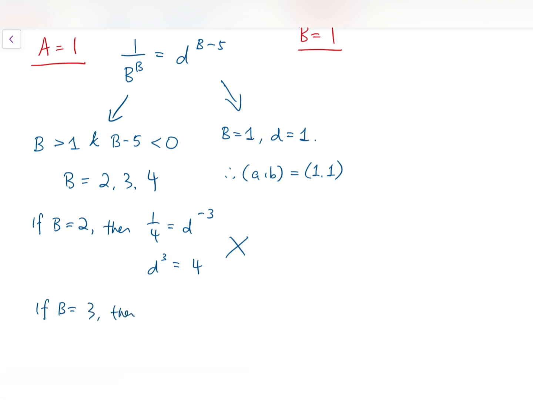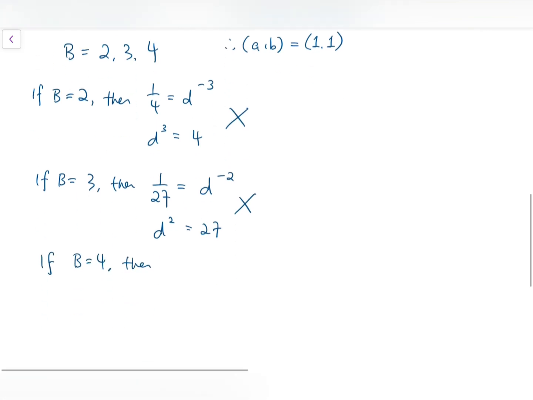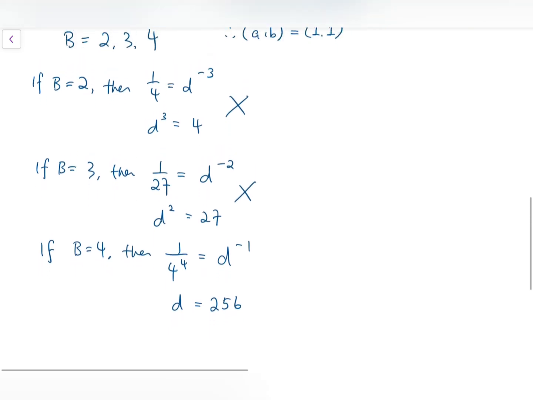If B equals 3, then for the left we have 1 over 3 cubed, which is 1 over 27, and that equals d to the power minus 2. So that means d squared equals 27, a non-integer solution. And finally, if B equals 4, then 1 over 4 to the power of 4 is 1 over 256, and that equals d to the power of 4 minus 5, which is minus 1. And then that means d equals 256.